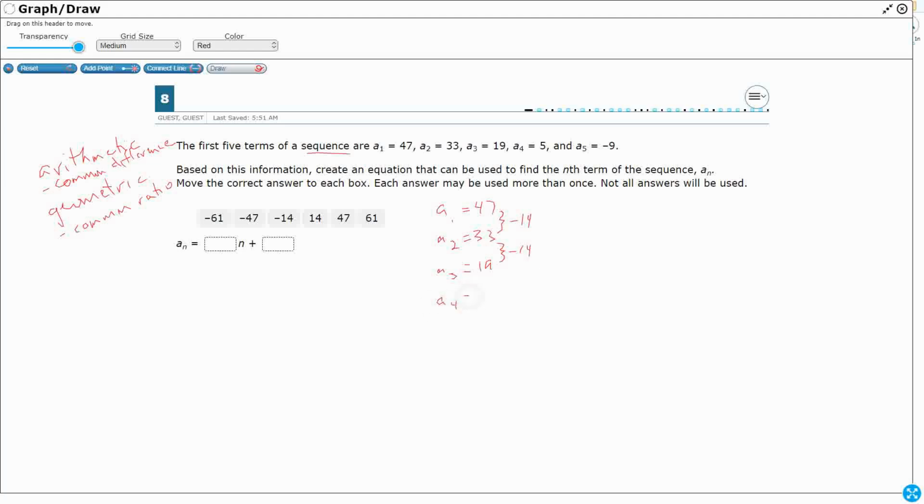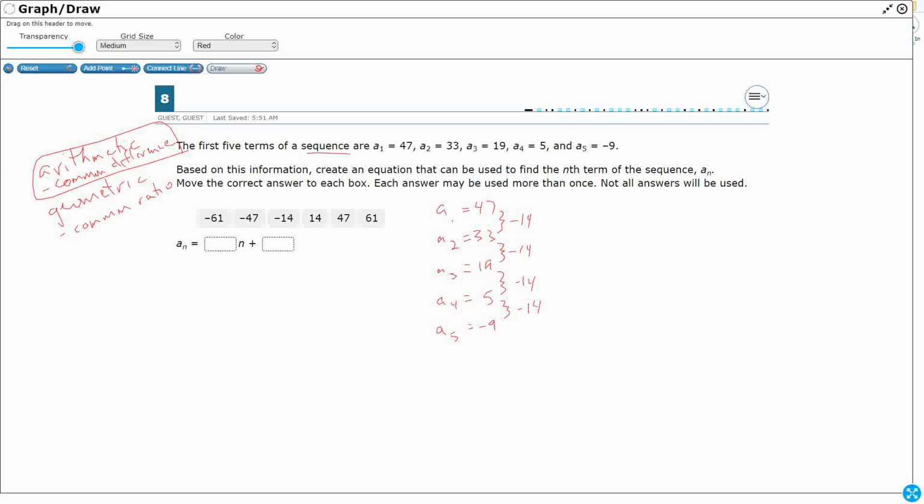A sub 4 is 5. All right, so it's all going to hold there. It's a minus 14, and then a sub 5. Now we're negative, and that's fine. You can have sequences that are negative. It's going to be minus 14 to get from 5 to negative 9, which means we're dealing with a common difference. It's an arithmetic sequence.